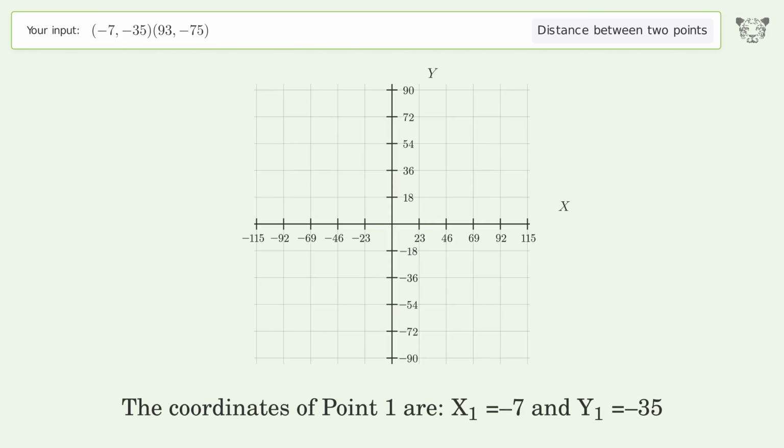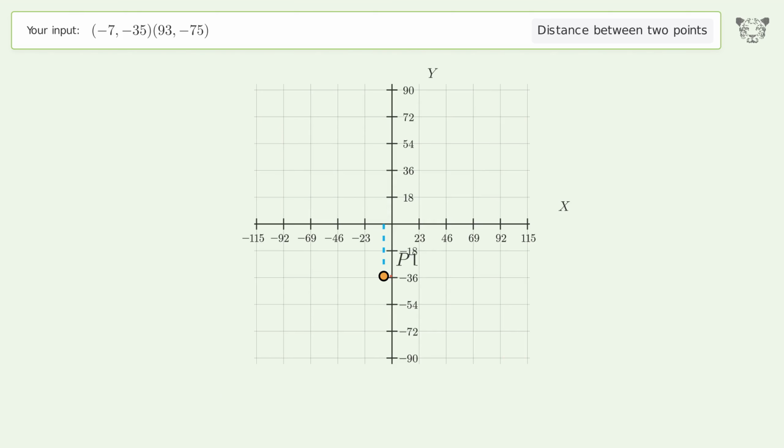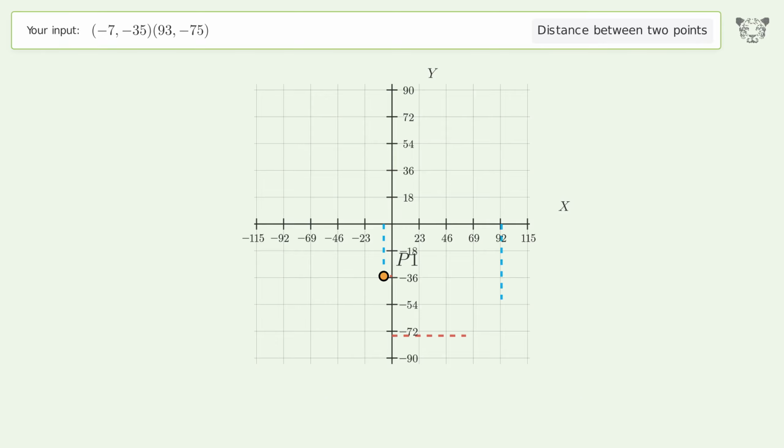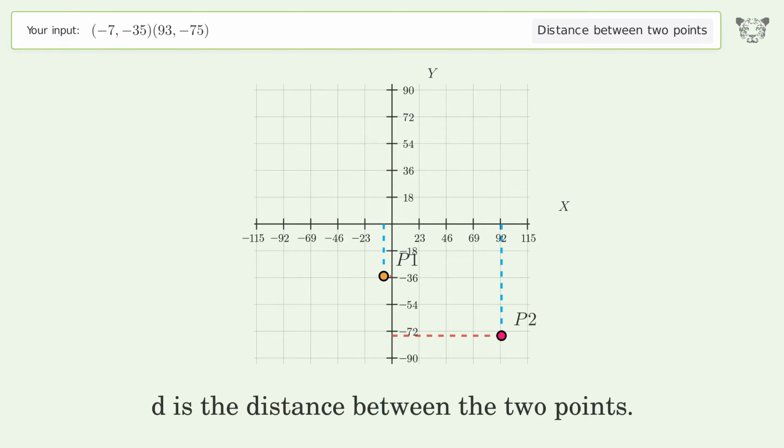The coordinates of point 1 are x1 equals -7 and y1 equals -35. The coordinates of point 2 are x2 equals 93 and y2 equals -75. D is the distance between the 2 points.